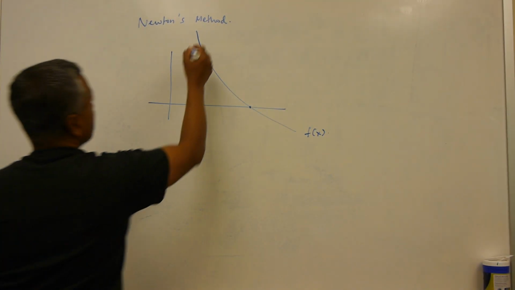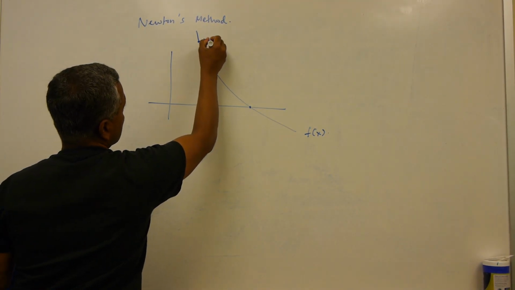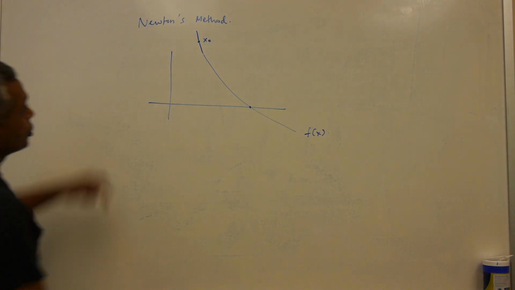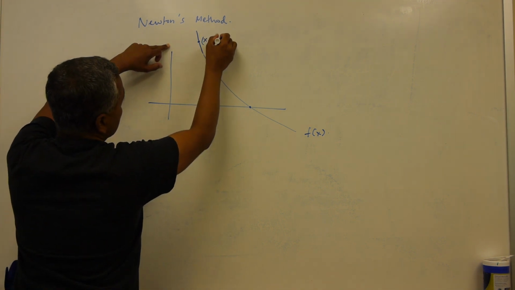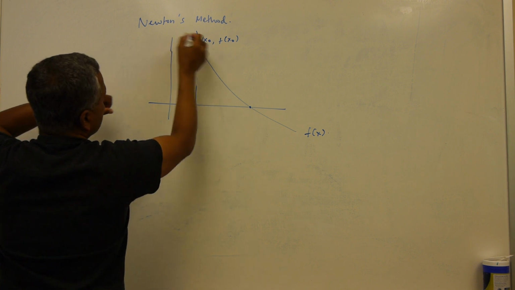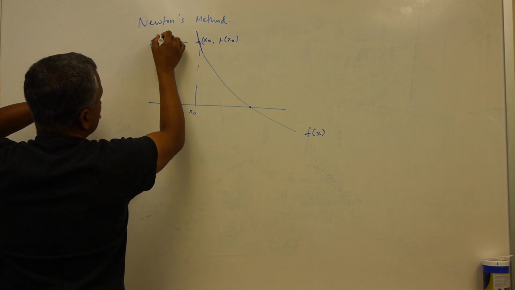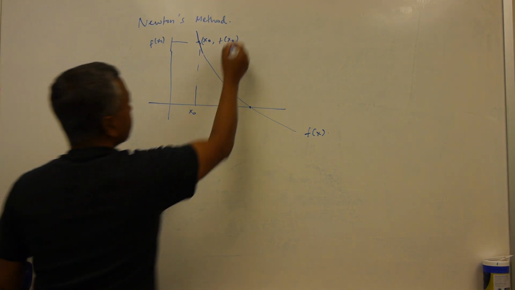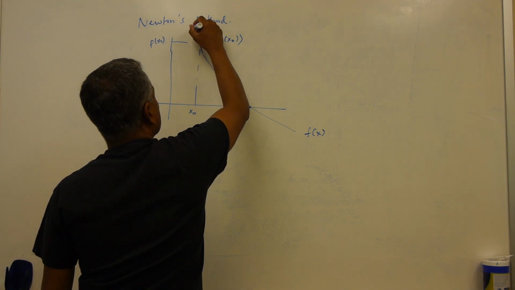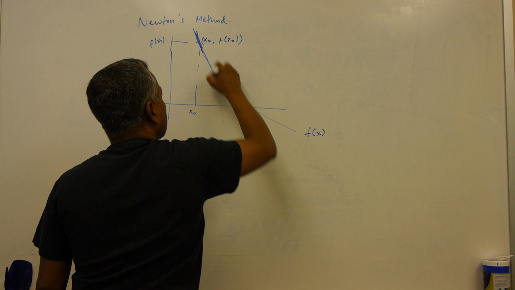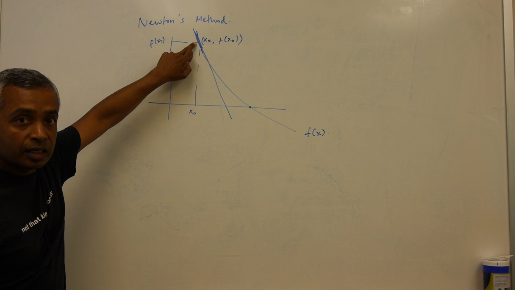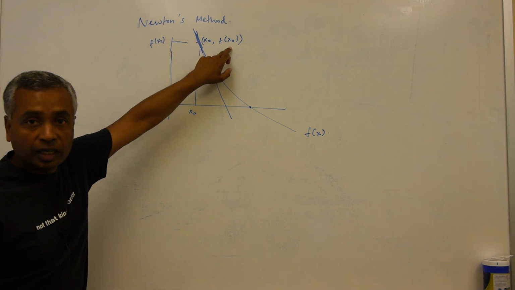Okay, so let's say you start from some point x naught here. So this is my initial guess for the solution. Now, of course, this point is simply x naught, f of x naught. So this is x naught. This is f of x naught. So what Newton's method does is it actually draws a tangent to the curve at that particular point. So this line is the tangent that hits the curve at that particular point, x naught, f of x naught.